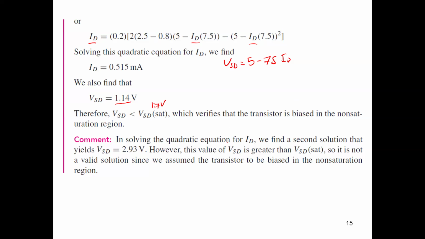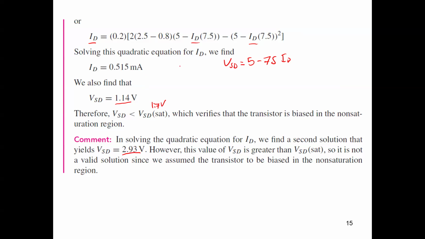Here in the comment, in solving the quadratic equation for ID, we find a second solution that yields VSD equal 2.93. For that, he didn't mention it here. This is a textbook solution, guys. But for sure, in order to know that, you have to substitute with the two values. So I urge all of you, when you solve this equation, you should provide the two values.